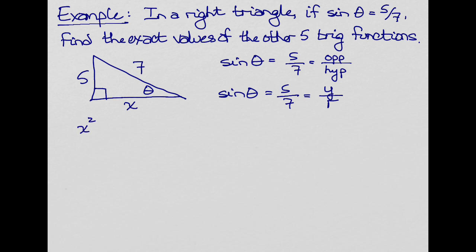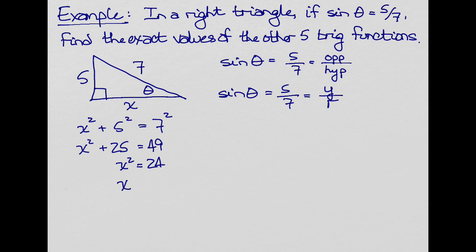Pythagorean theorem, x squared plus, let's see, y was 5, the opposite side, 5, equals the hypotenuse squared. So now, let's finish this out here. We'll square some stuff, we'll subtract some stuff. X squared is 24, I need x.